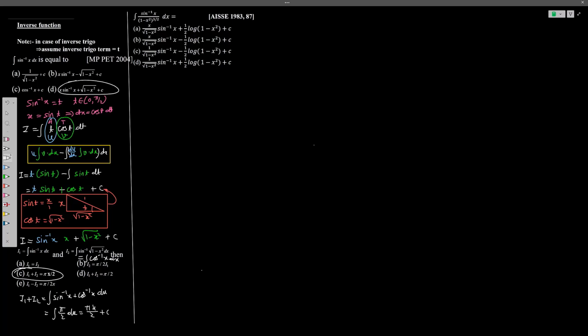Here we have integration of sine inverse x upon 1 minus x square raised to 3 by 2. So it can be rewritten as sine inverse x into 1 upon 1 minus x square raised to 3 by 2, meaning 1 power and half power, dot dx. Okay?